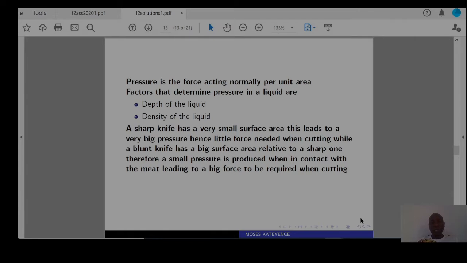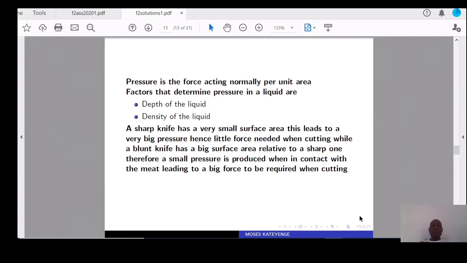What are the factors that determine pressure in liquids? These are, number 1, the density of the liquid. And number 2, the depth of the liquid. Explain why it is easier to cut meat with a sharp knife than with a blunt knife.